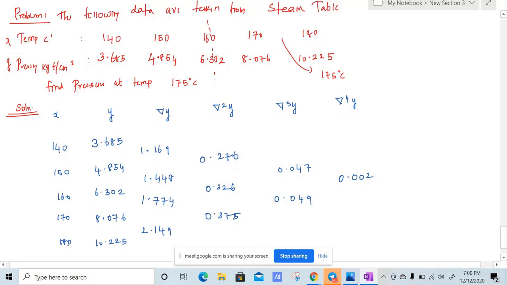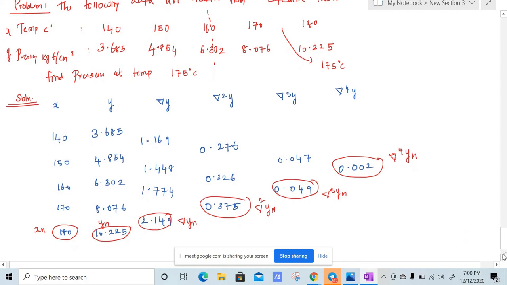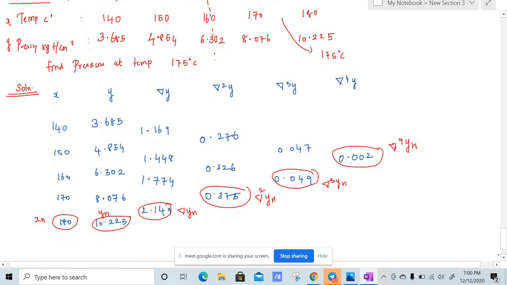Since it's backward, you always choose the last value. This is xn, this is yn, this is nabla yn, this is nabla square yn, this is nabla cube yn, and this is nabla power 4 yn. Since there is only one value, y0 and yn are the same here, so this is nabla cube yn. That's it. Substitute in the formula and you will get the answer.